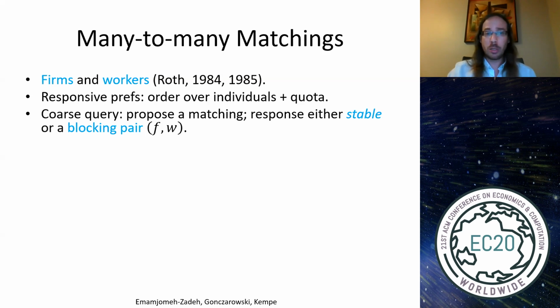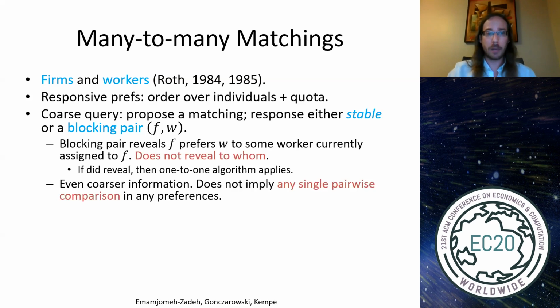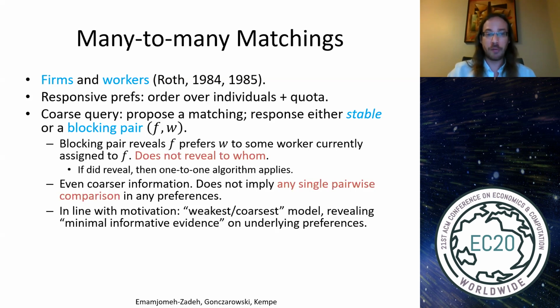And a course query will look exactly the same. Propose the matching, and in response, either get stable or get a blocking pair. Notably, a blocking pair here reveals that F prefers W to some worker currently assigned to F. It does not reveal to whom. So if we have 6 workers assigned to F, then we are only told that W is preferred to one of them. We're not told to whom. If we were told to whom, we would have gotten a bitwise query. We could have run the one-to-one algorithm.